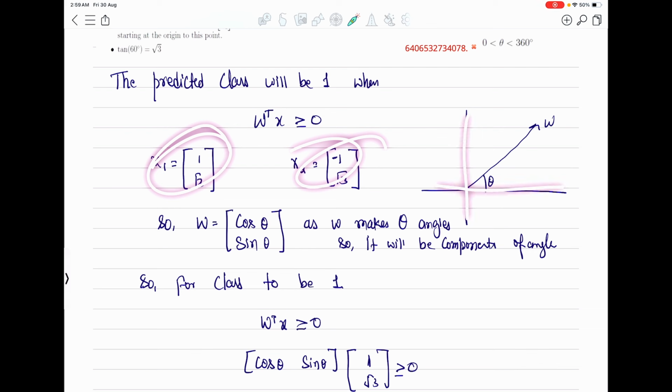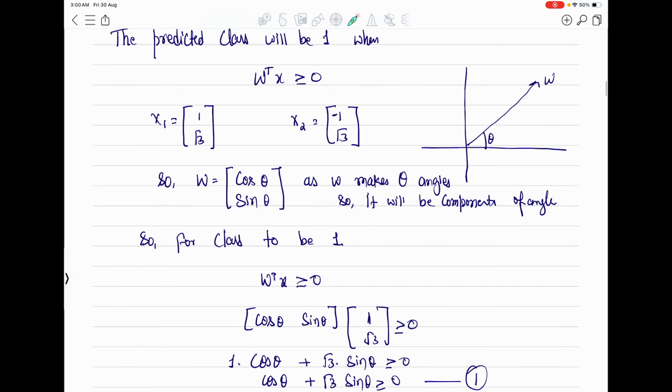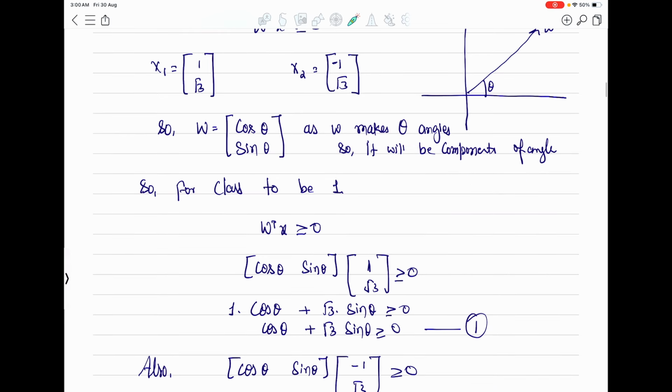We have two vectors, this is our point and this is our w, making angle theta with the horizontal x-axis, as it says. So this will be your cos theta and this will be your sin theta. So w is a point, so the x component will be cos theta and the y component will be sin theta, right? As w makes angle theta.